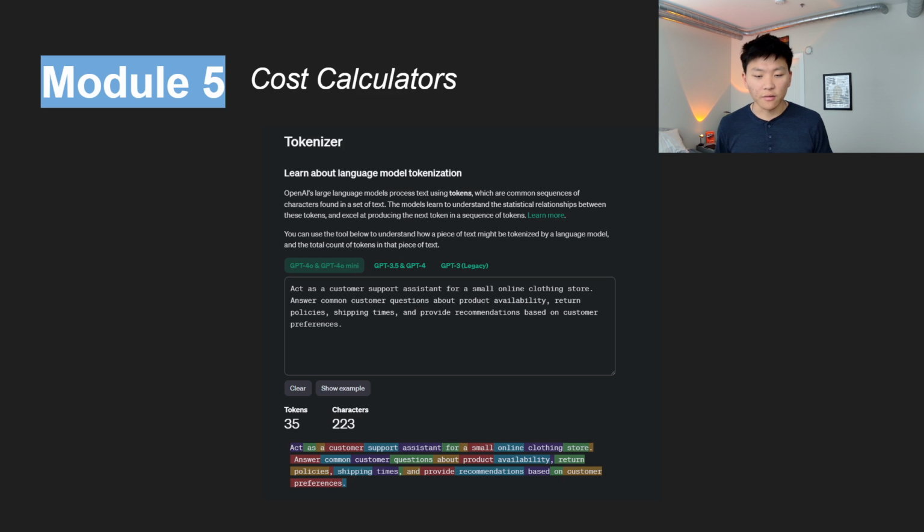So in this example, we have a super simple prompt about acting as customer support for a small online clothing store. It shows us that it was 35 tokens, 223 characters, and you can choose a different model that you're going to be running it through. They'll tell you exactly how many tokens, so that you can control the cost and adjust your prompts to reduce your token count, which is pretty cool. This kind of stuff is going to allow you to streamline your testing and your cost estimation, which is going to be super big when you start running agents at scale and you're running them over and over multiple times a day.